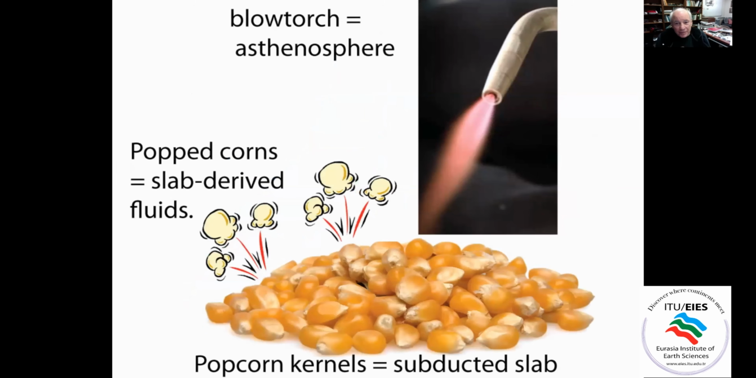Basically what happens is when that surface of subducted sediments and oceanic crust comes in contact with that hot asthenosphere, it's like putting a blowtorch onto popcorn kernels. So you can consider popcorn kernels as the subducted slab, and the popped corn as the slab-derived fluids, and the blowtorch is the asthenosphere. So you might want to try that this evening. Not with a blowtorch, maybe just use your stove.